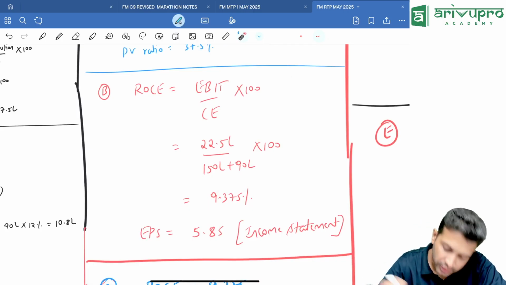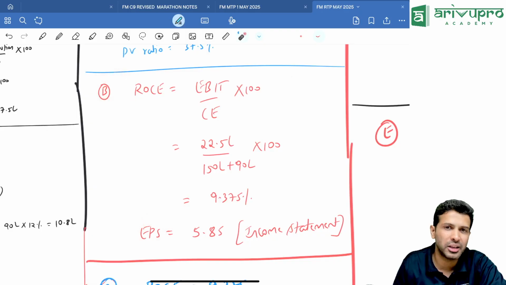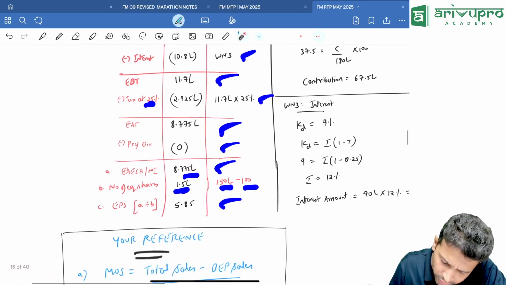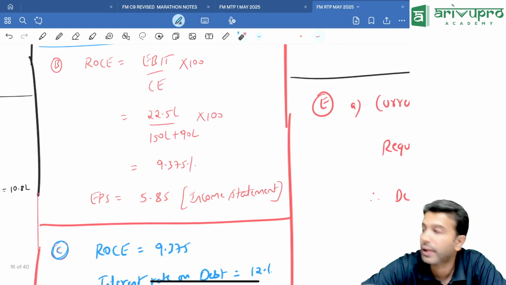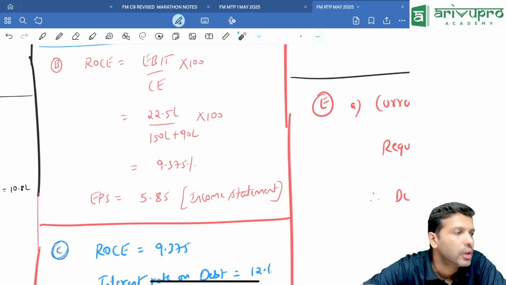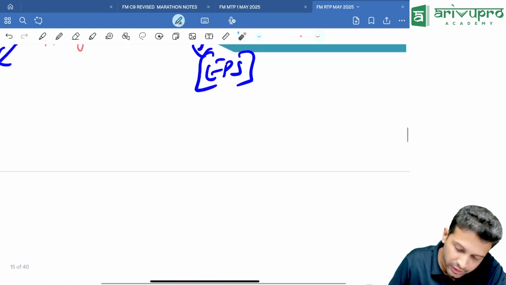9.375. In the same requirement, they also asked EPS. EPS we have to find or already found? Already found. How much is that? 5.85. Copy that again. Second requirement is also done.